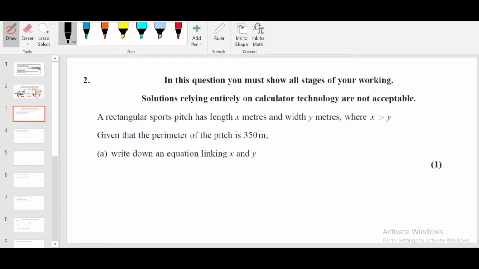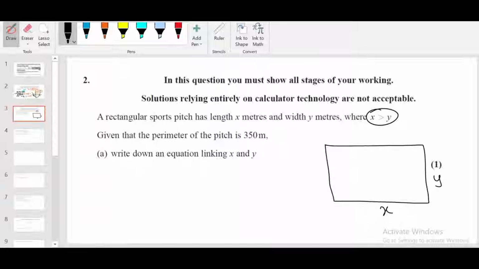So what we can do, we can draw a little diagram for our reference. A rectangular pitch, length x, width y, x is bigger than y. Okay. Given that the perimeter is 350, how do we find the perimeter of this shape? x plus x, y plus y, right? So 2x plus 2y is equal to 350. They just want you to frame an equation in terms of x and y.